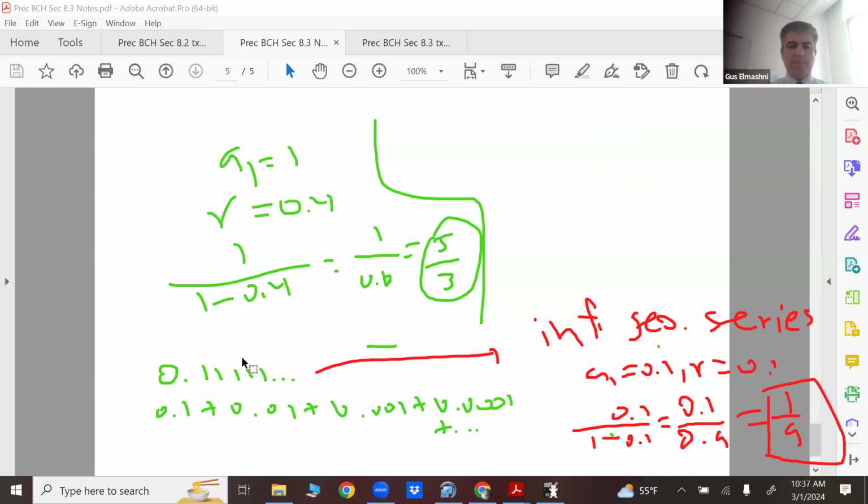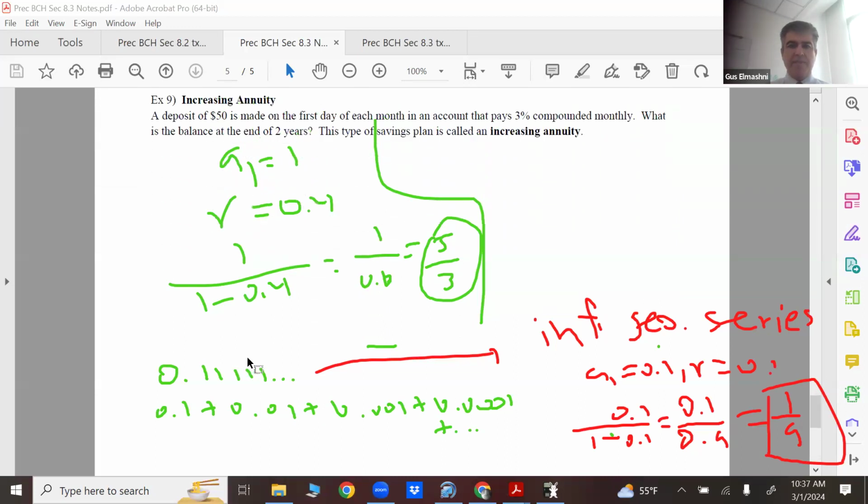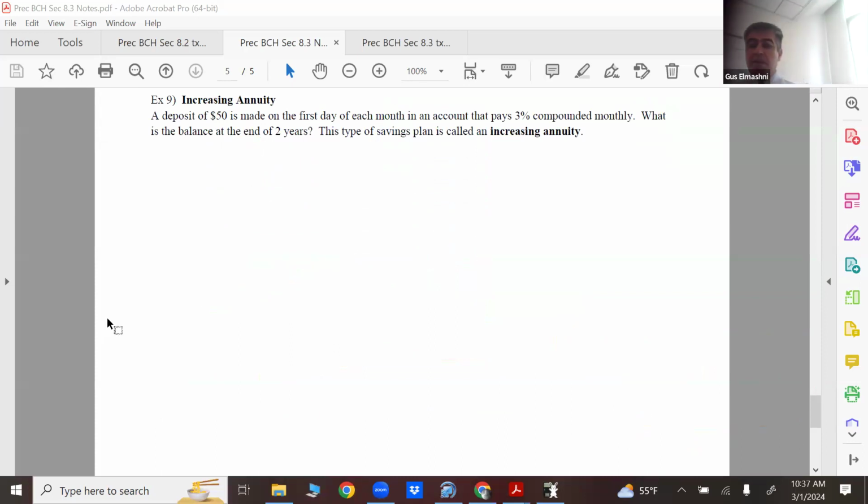Okay, I love this problem. This is our last problem for today. Increasing annuity. A deposit of $50 on the first day of each month, and an account pays 3% compounded monthly. What is the balance at the end of 2 years? This type of saving plan is called an increasing annuity. So how many payments are we making, guys? Just 24 payments.